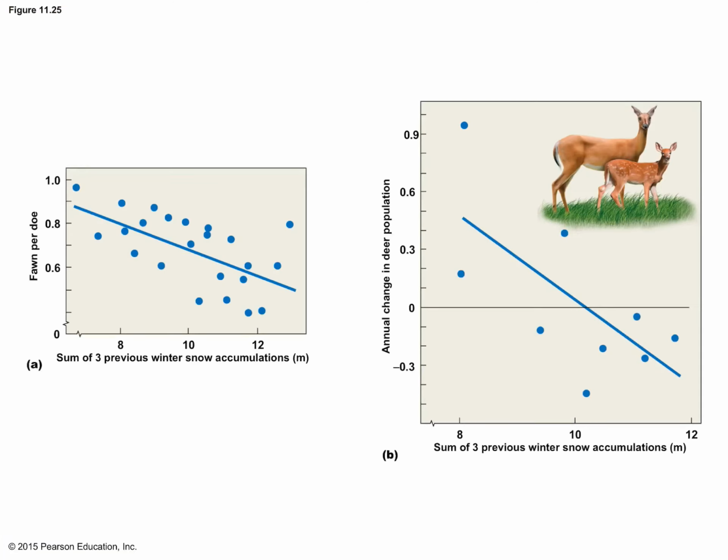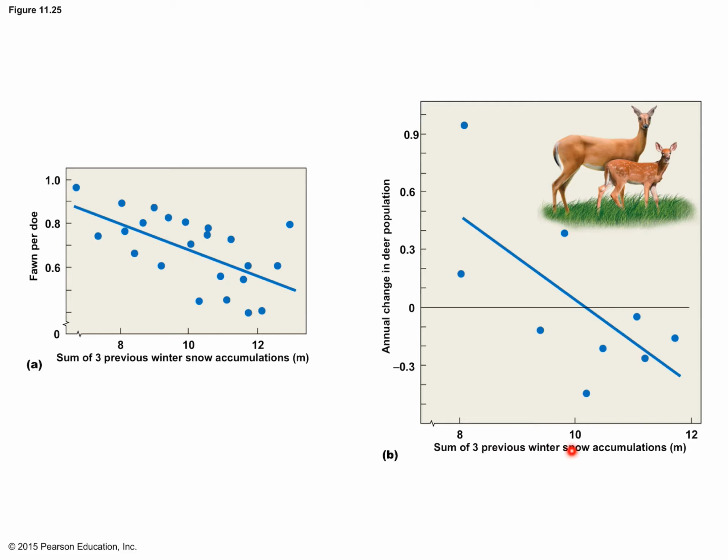All right, and so here we can see that, for example. In panel A, we have the sum of 3 previous winter snow accumulations in meters. So they took how much snow they got each winter for the past 3 winters, added it up, and that's what this x-axis is. And here you have the number of fawns per doe, right? What we definitely see is that as snow accumulation increases, the number of fawns per doe, or the fawn to doe ratio, goes down.